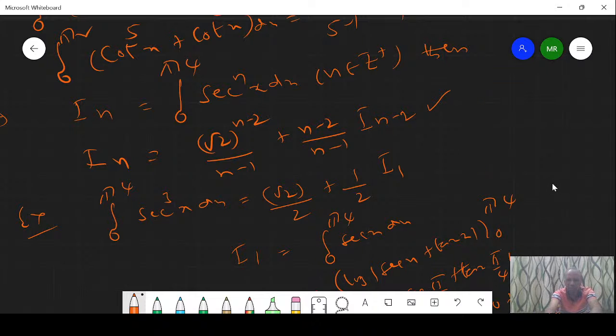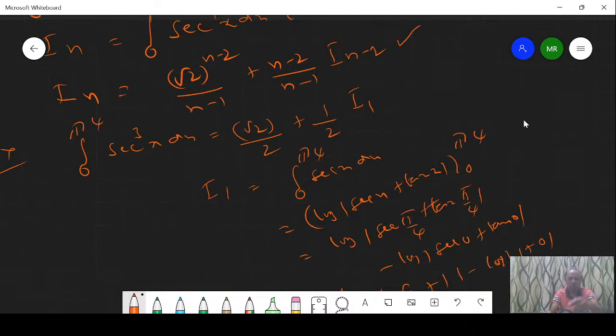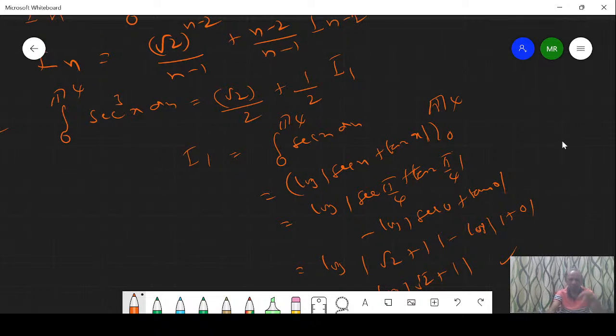But we know that the integral of secant x dx is log mod secant x plus tan x. Apply the limit 0 to pi by 4. Then upper limit secant pi by 4 plus tan pi by 4, minus the lower limit. You apply upper limit minus lower limit, right? Because this is the limit I have taken, 0 to pi by 4.